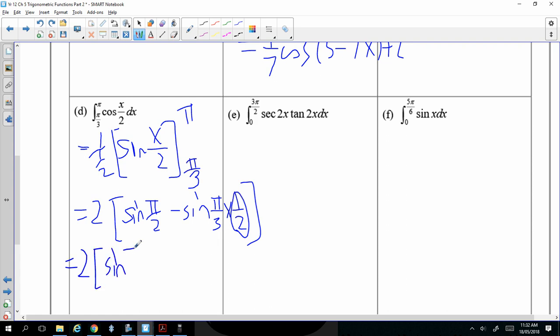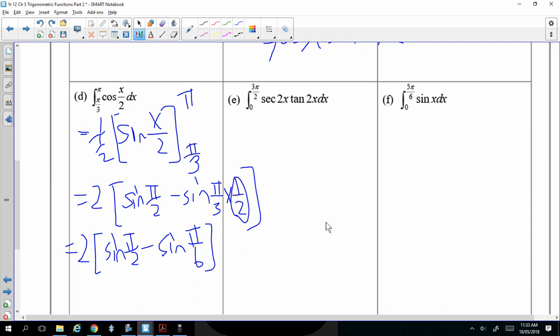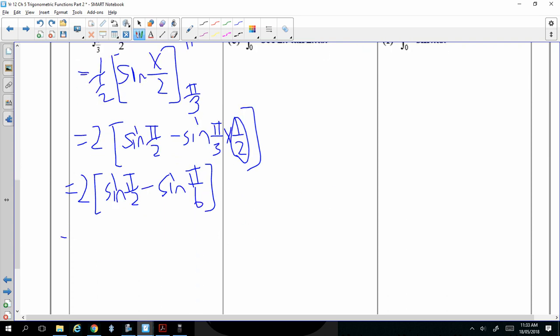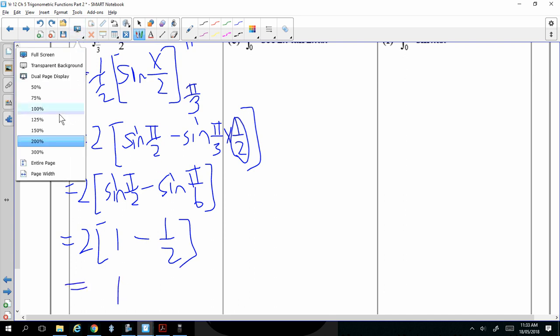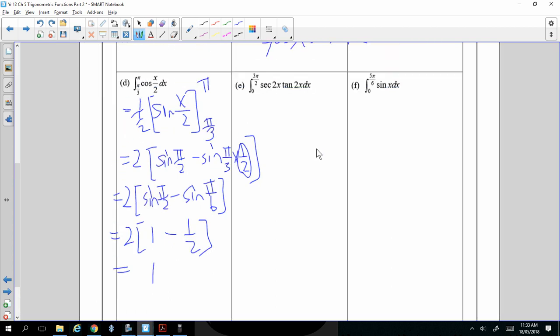If you know your exact values, that will help you. So sine pi over 2 is 1. What's sine pi over 6? Half. 1 minus half is half. Half times 2 is 1. Good. Now try the next one. Have a look at your reference sheet. Oh, that's not on the reference sheet, so you have to remember.